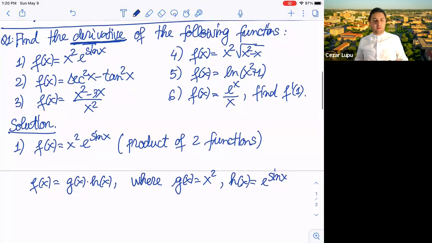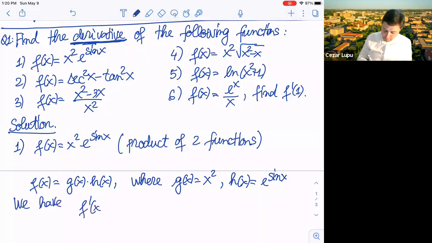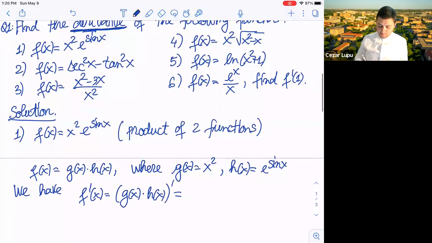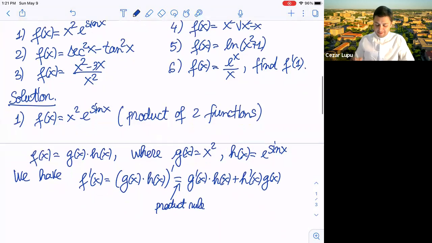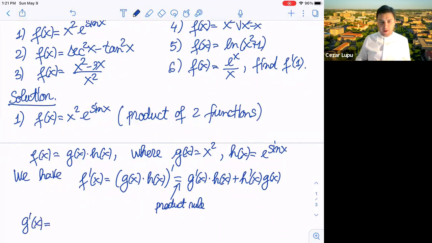All right, so when we take the derivative of this, f prime of x is g of x times h of x prime, which by the product rule is nothing else than g prime of x times h of x plus h prime of x times g of x. And now we need to compute the derivative of each of those two functions, the derivative of g of x and also the derivative of h of x. So let's see. G prime of x is what? Well, that's quite easy to see. Tell me.